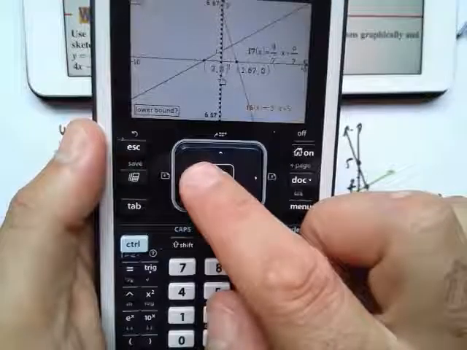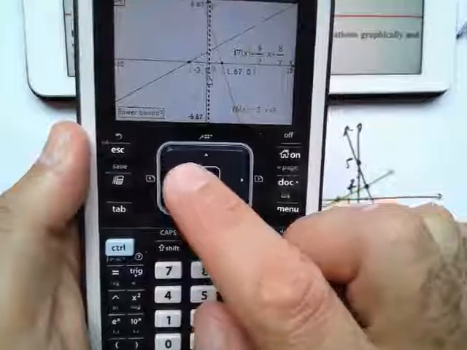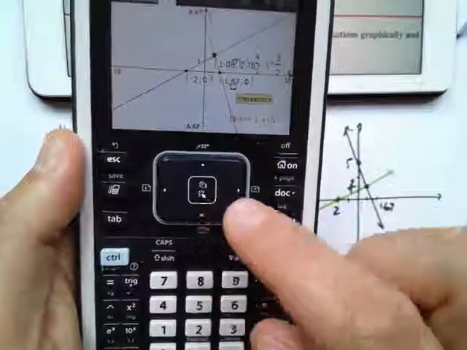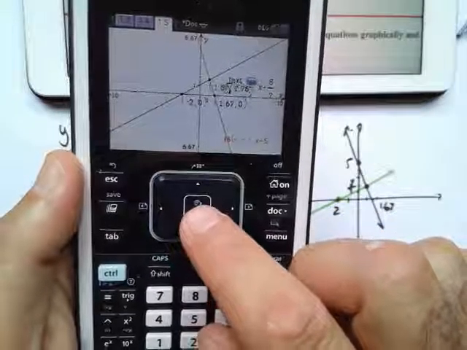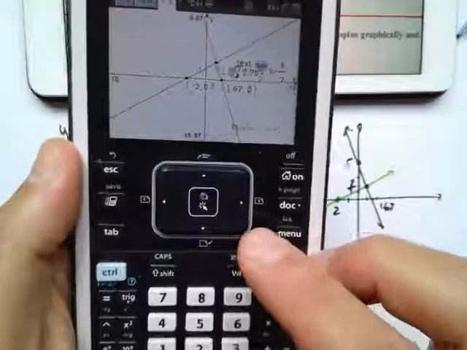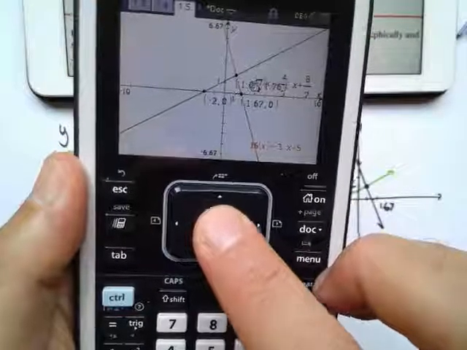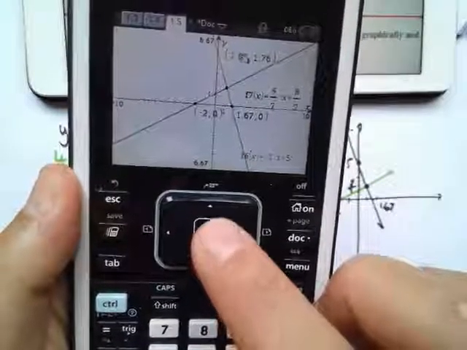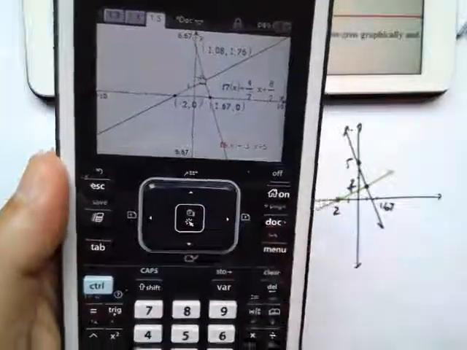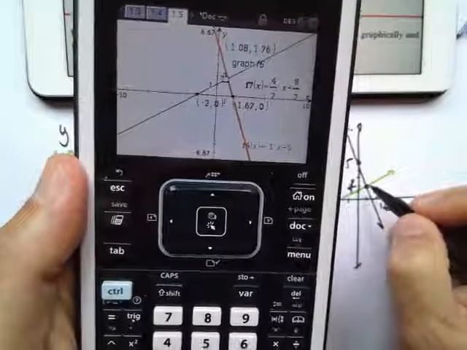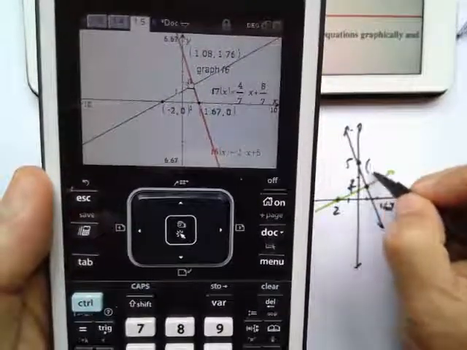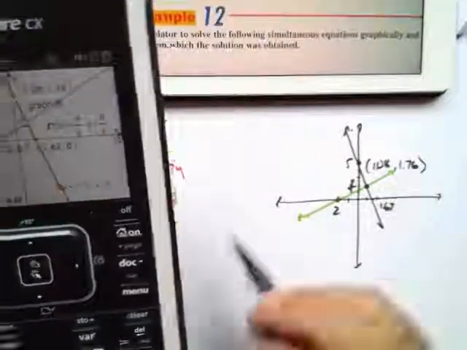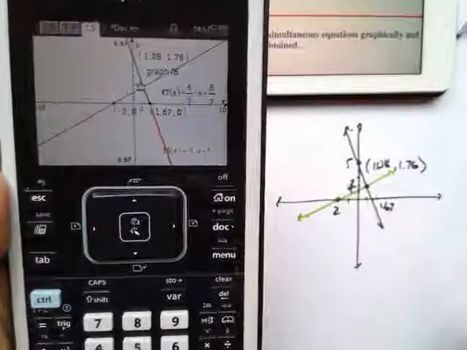Where do you want to find the intersection? Anywhere on the left of the intersection is the lower bound. The upper bound is anywhere above that. If you see that hand, you can actually move it so you can read better. If you have a hand like that and you hold it in, it grabs onto it. You can move it to where you want to see it, and you can press to release. So that will be the point 1.08, 1.76. And that's then the simultaneous equation solved using your graphics calculator.